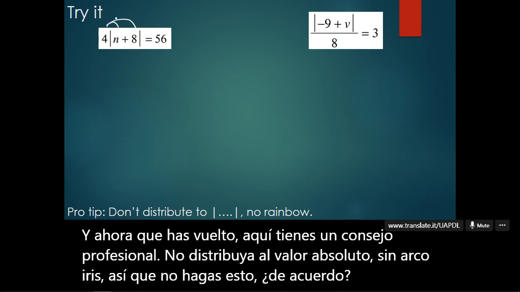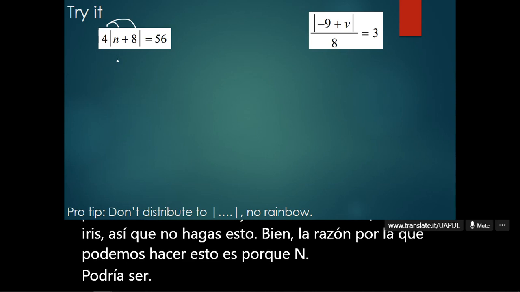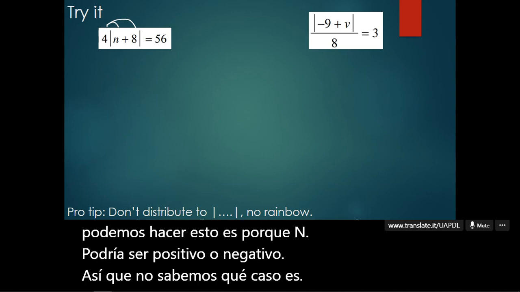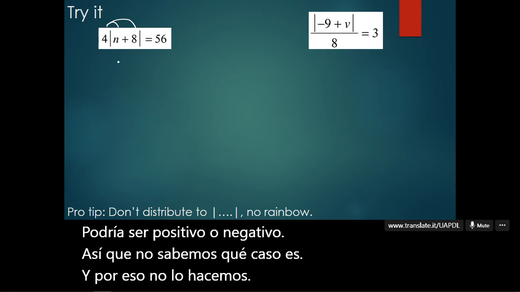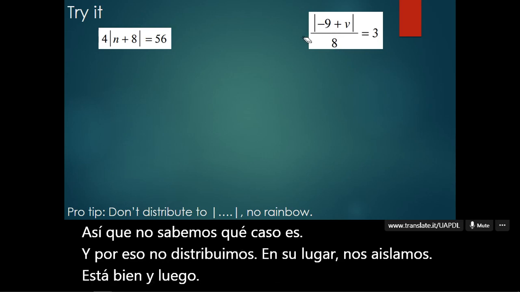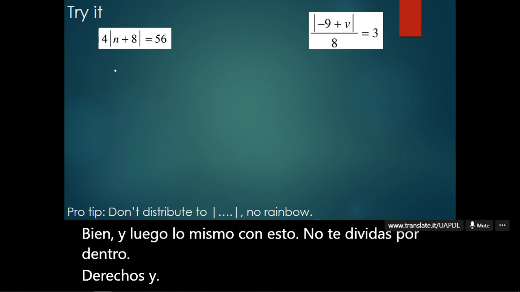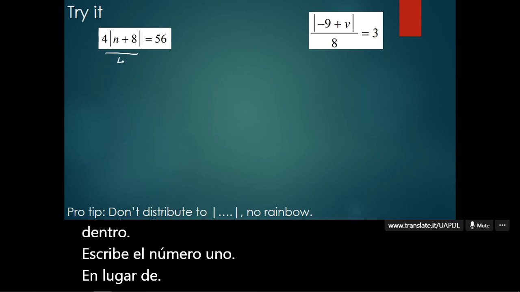The reason we can't do this is because n could be positive or negative. So we don't know which case it is, and that's why we don't distribute, we isolate instead. Okay, and then same thing with this, don't divide inside. Right, so number one, instead of distributing, we're going to divide everything by 4.